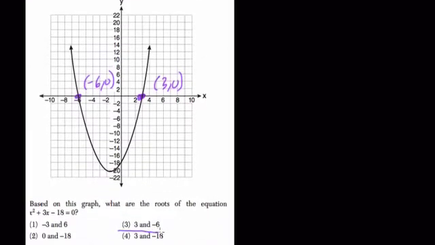In this question, they want to know what are the roots of this parabola, and I always try to color that in here. The roots are these 2 points where the parabola crosses the x-axis. This point is 3, 0, and this point is -6, 0. So I would consider the roots 3 and -6.